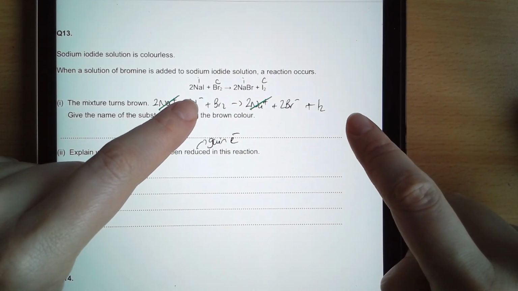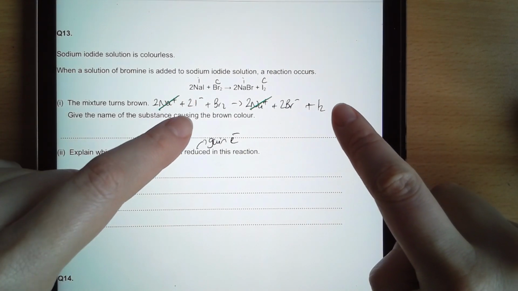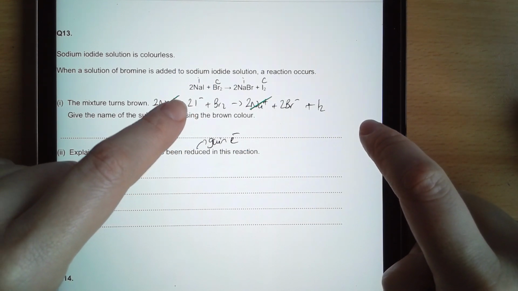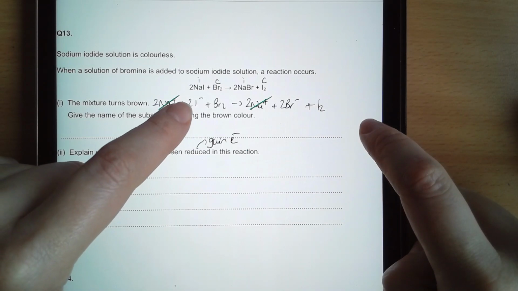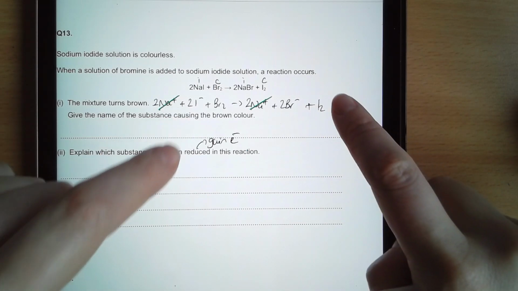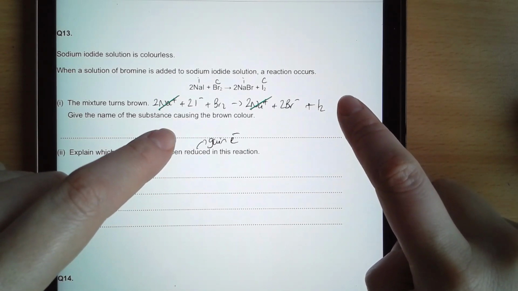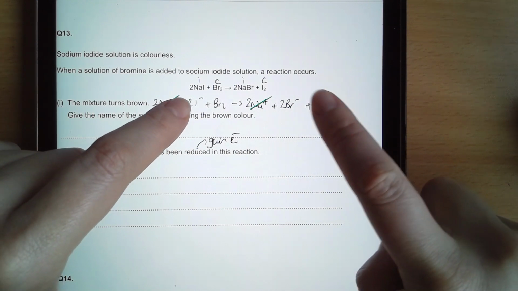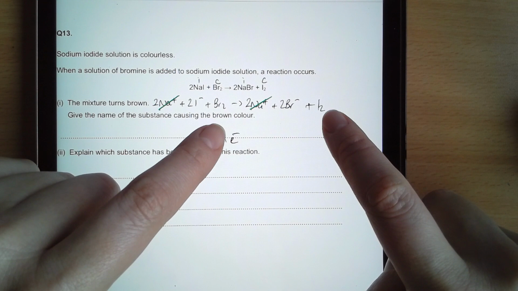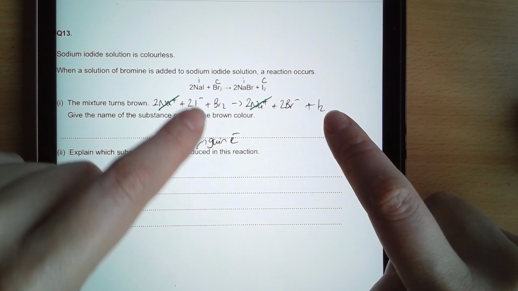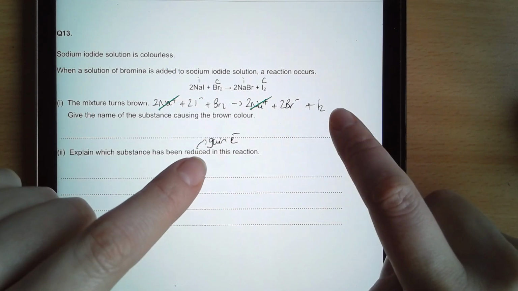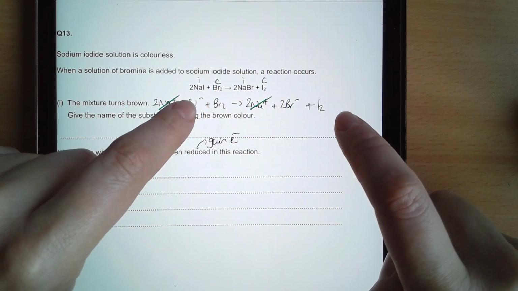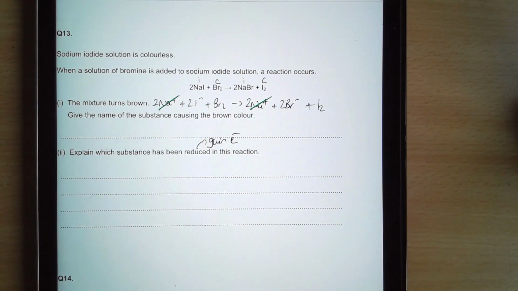So iodine has a negative charge on the left. It has no charge on the right. A negative charge means it had gained an electron. So on the left hand side it has an extra electron, but on the right hand side it doesn't have that electron anymore. I know that because it doesn't have a charge anymore. So iodine must be losing electrons. Okay, it had a negative charge, it lost that electron, now it's not charged anymore. So iodide, that I minus ion, is being oxidized. That means bromine must be being reduced.